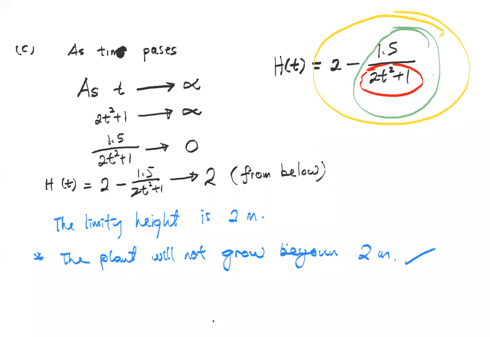So whenever you explain, it must be situational. If you are talking about the height of the plant, then you say the plant will not grow beyond that height. Are you clear? So it must be contextual. That is your English term. Am I right? Okay.